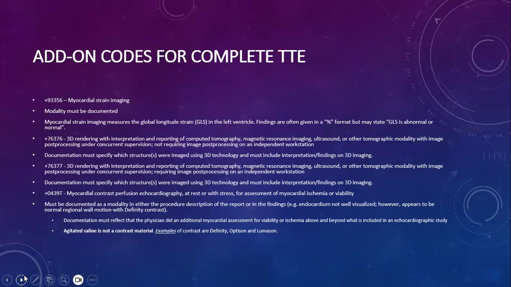So let's go over some of the add-on codes that can be billed with the complete TTE procedures. This particular slide encompasses the add-on codes for this code, but you will see a theme throughout this presentation that shows there are many add-on codes that can be billed with all the different types of echo codes. As we move forward through the presentation, I will not repeat each add-on code. I will just cover the ones that are different from the previous add-on code slides. So just so you have an FYI on that. So let's get into it.